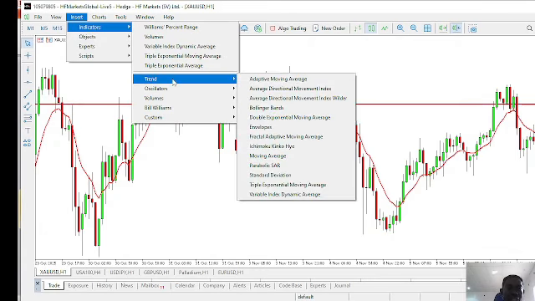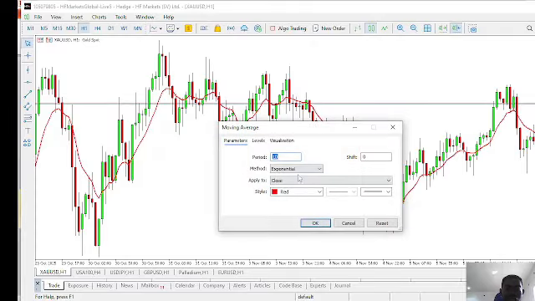Insert, trend, moving average, period 10. I click OK. Then the second one is the same process.